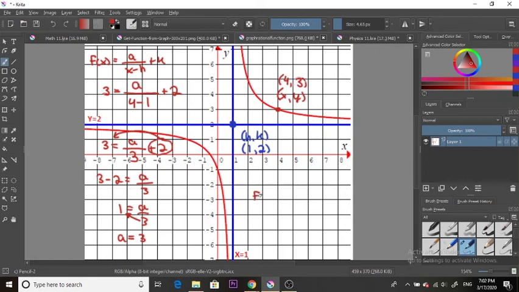And the last final thing that we need to do is write in the rule. So f of x is equal to 3 over x minus 1 plus 2. And that is how you would find the rule for a rational function.